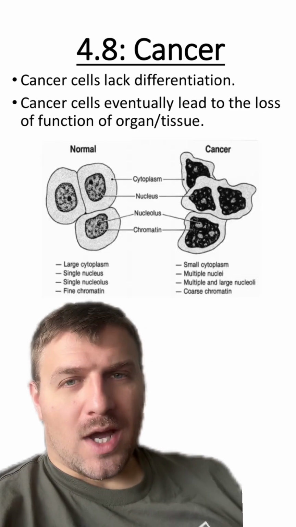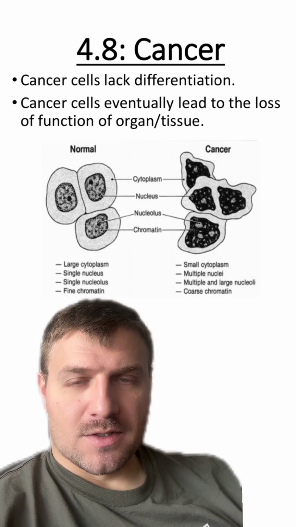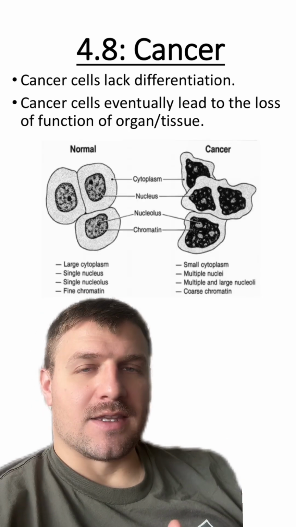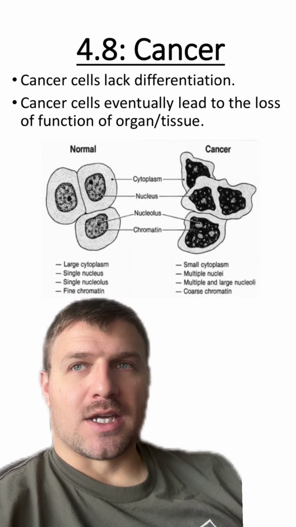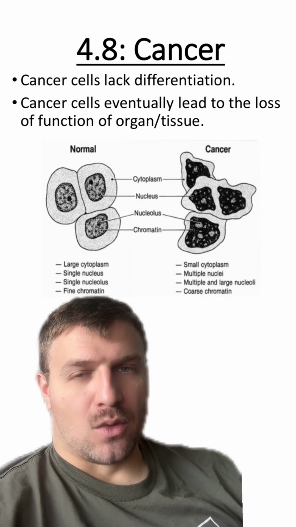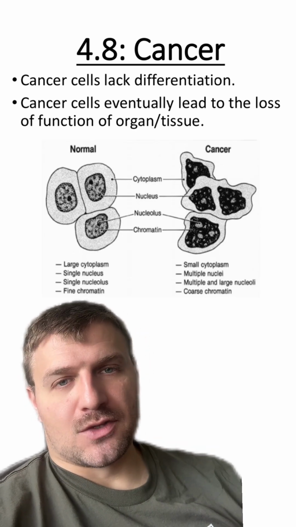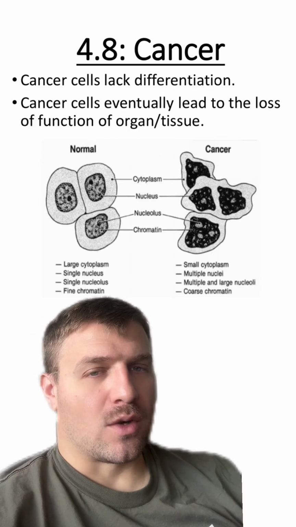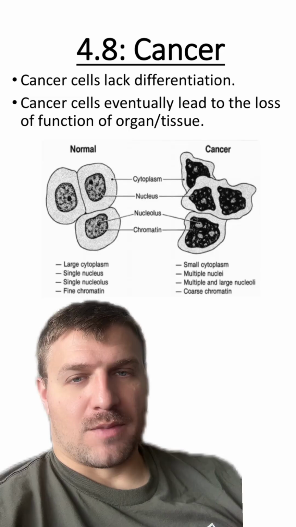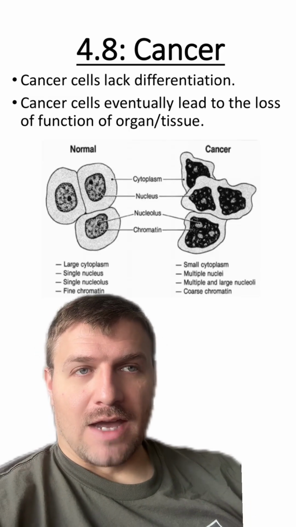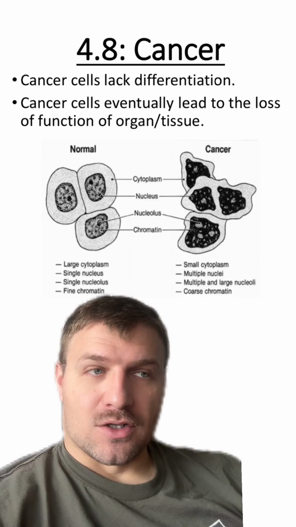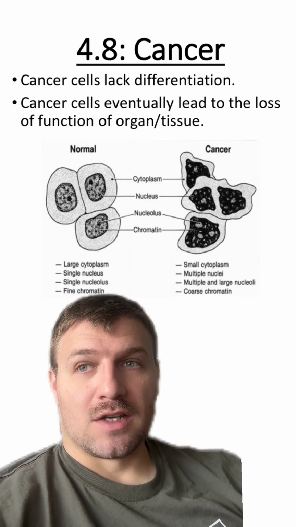Why does cancer actually kill a person? Well, cancer cells lack the differentiation they need to become specialized or to function in the organ. So what will happen is those cancer cells will eventually lead to the loss of function of that organ and tissue, which can be very detrimental. For example, if you have liver cancer, that cancer tumor will eventually shut down your liver, and without your liver, you can't survive.